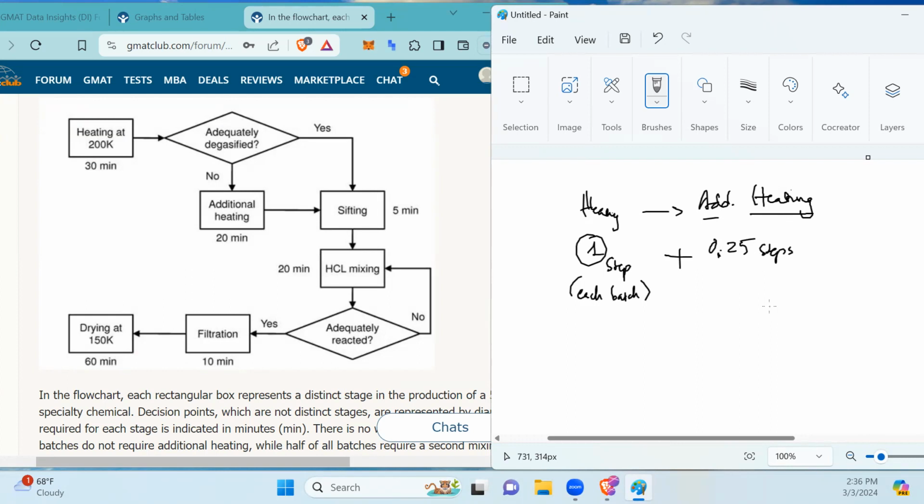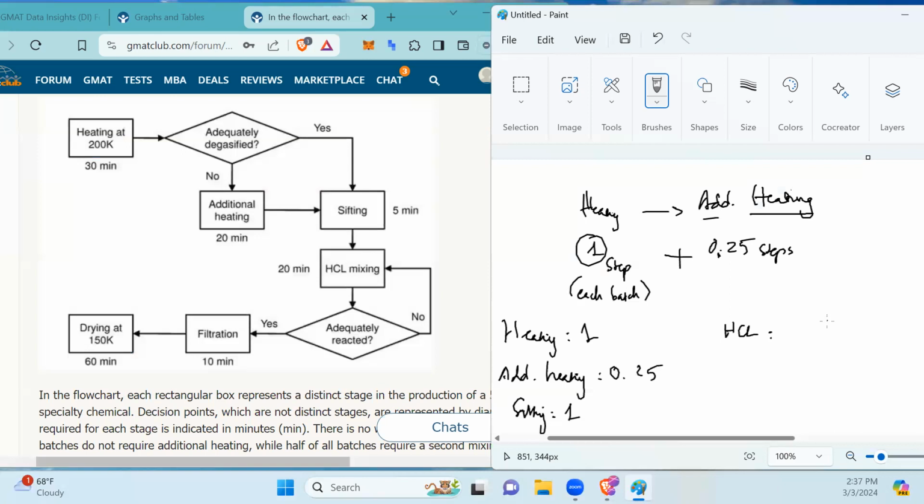Right, and then we can do the same thing for the other steps. Like HCl mixing, we add another 0.5 for each batch. So in total, it would be 1 for heating. Heating is one step. Additional heating is another 0.25. Seating is 1 step. HCl mixing, how many steps is that? Half. So half? 0.5.